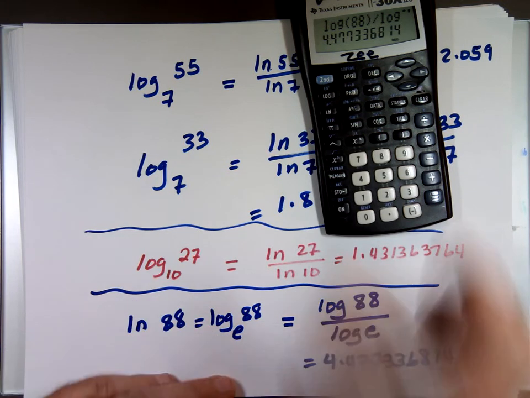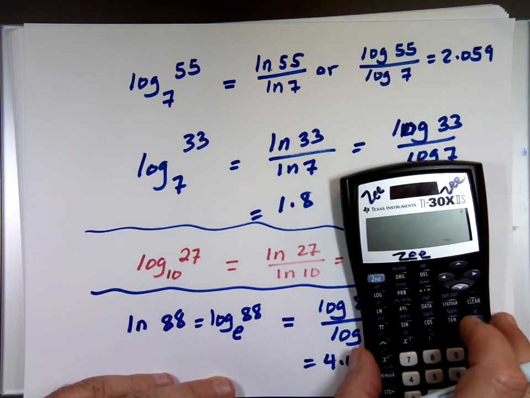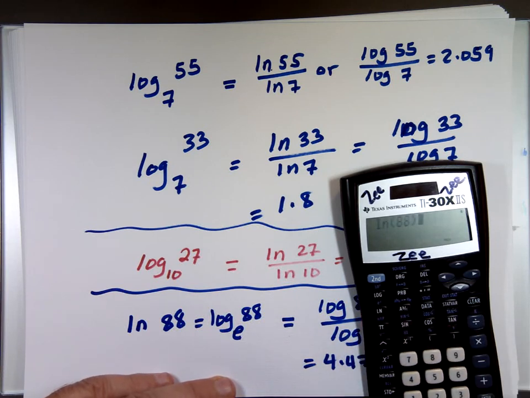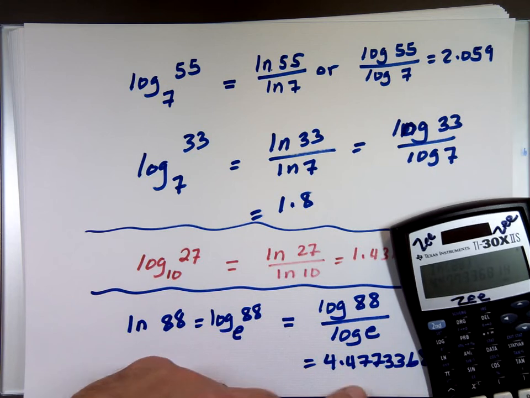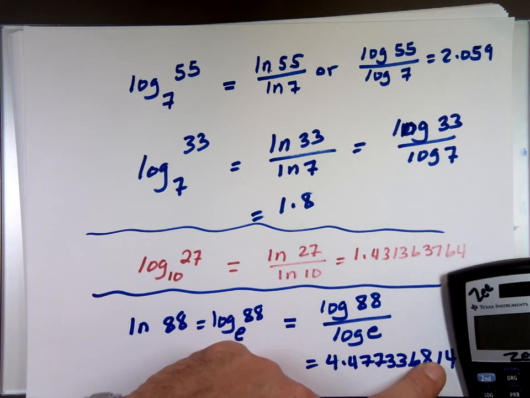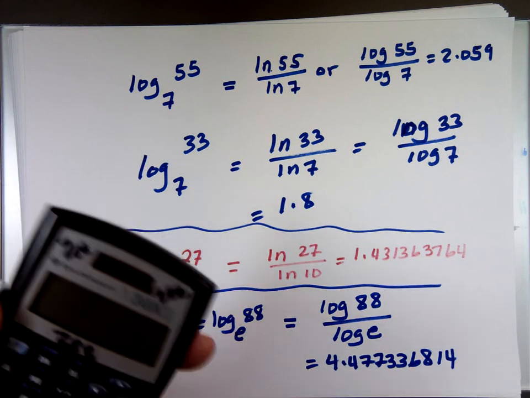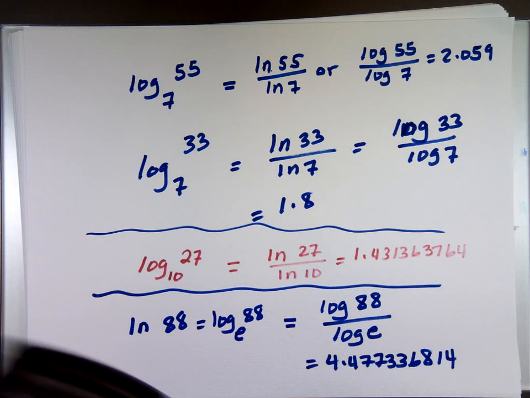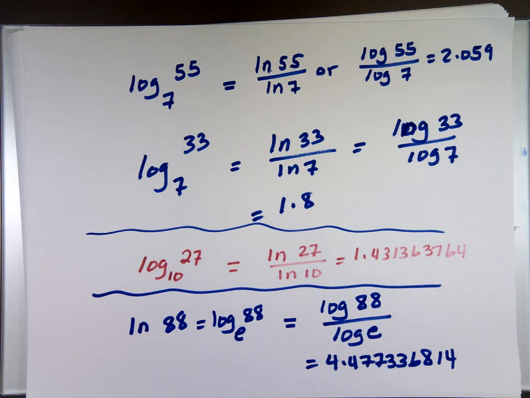And if suddenly again my natural log button is working, ln of 88, 4.477336814, right on the money. Professor, you said that LN button was not working. But now it's working. I fixed it.